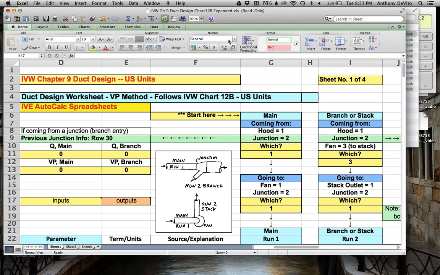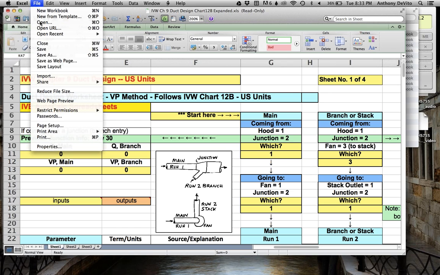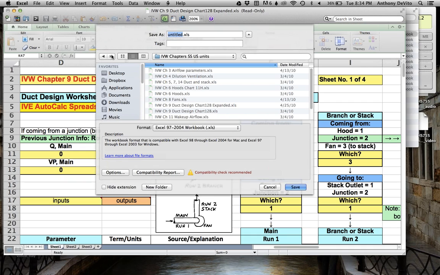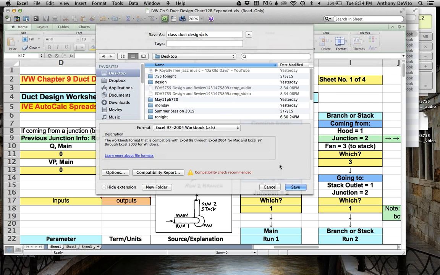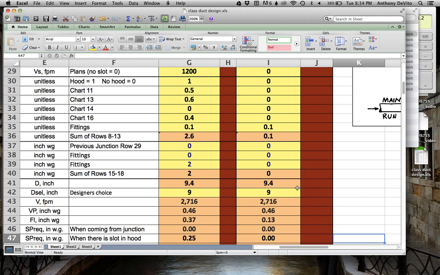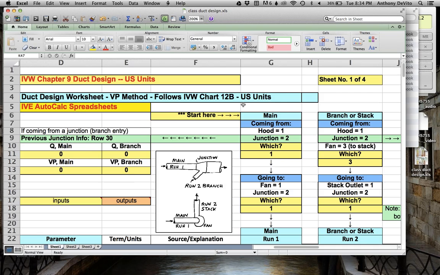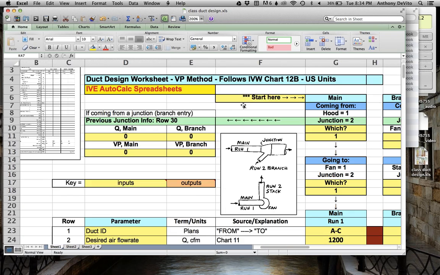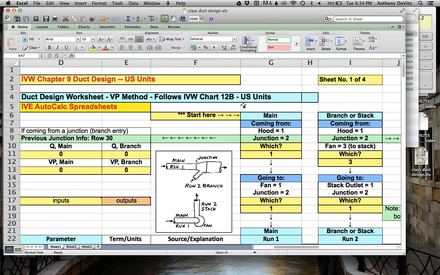If I try and save this now, it's going to warn me not to overwrite the original file. But to make sure I don't do it anyway, I'm going to say Save As, and I'm going to save this as class duct design. I'm going to put it on the desktop. So now I'm working with a whole new file that I save separately, and I can make changes to it without worrying about the original.